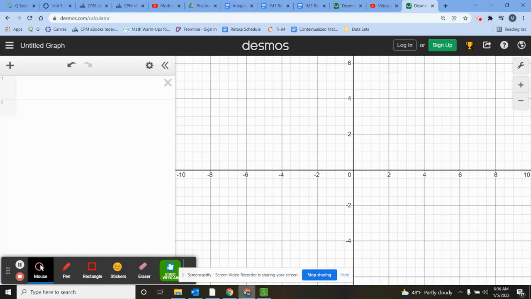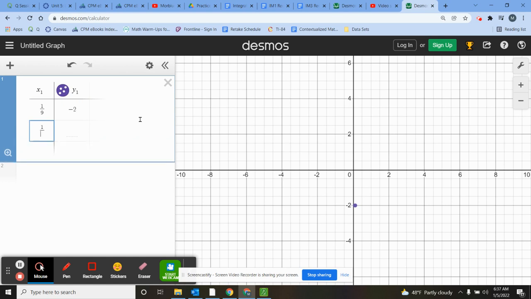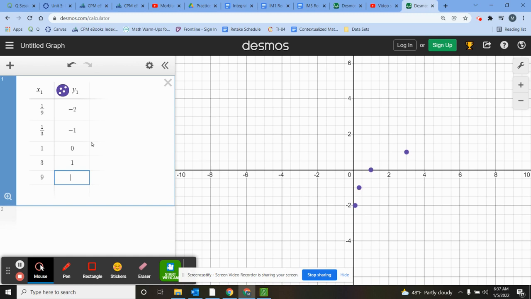Next up, sketch a graph of the inverse. Okay, so I want to do this in 2 ways. First, let's make a table, just putting in the numbers that we had. So we had 1/9 as an input on the inverse, giving us -2 as an output. We had 1/3 as an input, giving -1 as an output. 1 in was 0 out. 3 in was 1 out. And 9 in was 2 out.